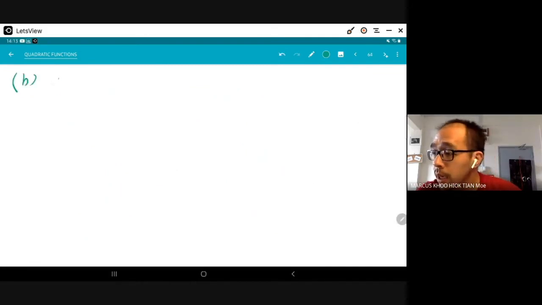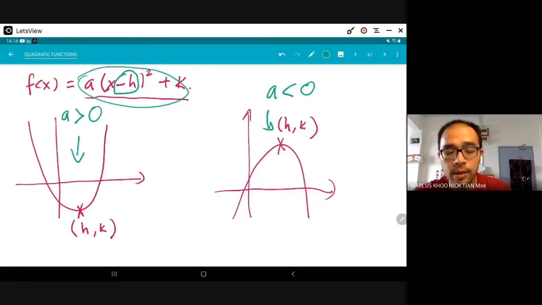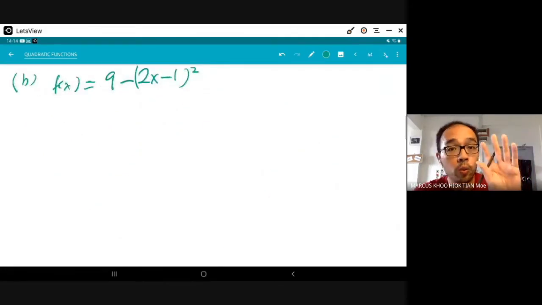Let's do question B. f(x) equals 9 minus (2x minus 1) squared. When you see things like this, you have to stop for a while. Kita tidak biasa dengan bentuk macam ni. We are used to this one, kan? Yang ada square tu yang di depan. So, what do we do when we come to this? It's okay. Change the position, but bring the sign together with you.